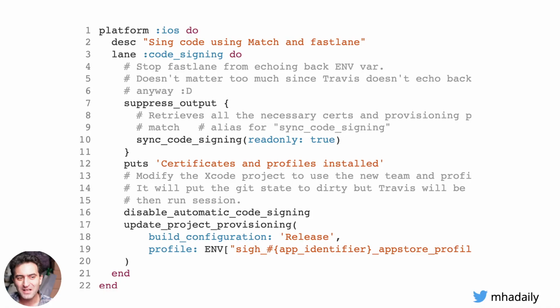And that's the thing when it comes to code signing. Here is an example of creating a code signing lane. You can simply call a function named sync_code_signing, and you're good to go. So everything will be signed, and you are pretty much okay. You can also call match, which is an alias for sync_code_signing.